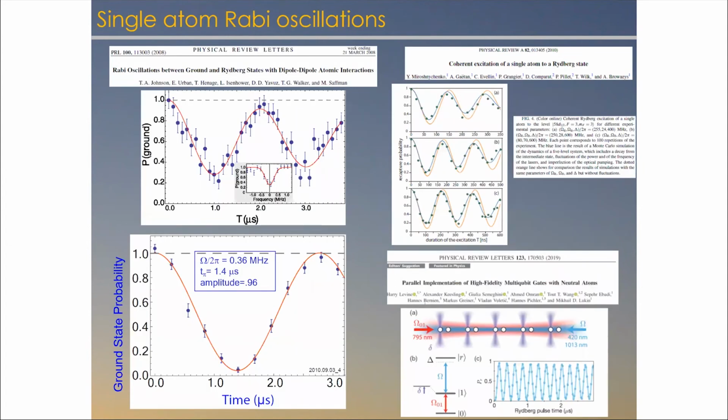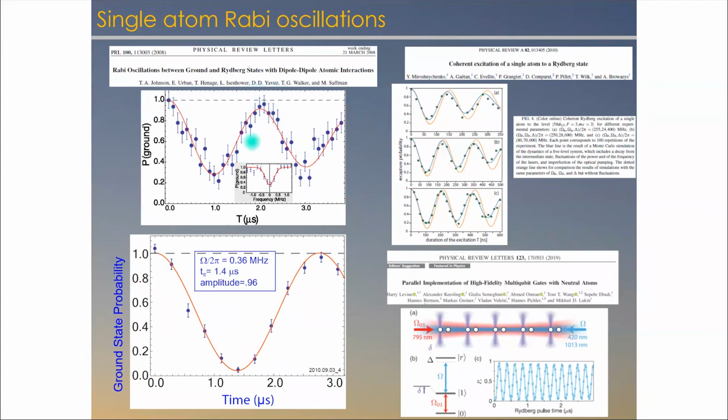Here's the first single atom ground-Rydberg oscillation data. This is work we did with rubidium, 2008, where you see this really coherent ground-Rydberg transfer. This is a couple of years later where we improved things. There have been a lot of studies of how you get these oscillations perfect, and you need to really perfectly transfer from the ground state, which is the one here, up to the Rydberg state and back if you're going to do Rydberg gates.